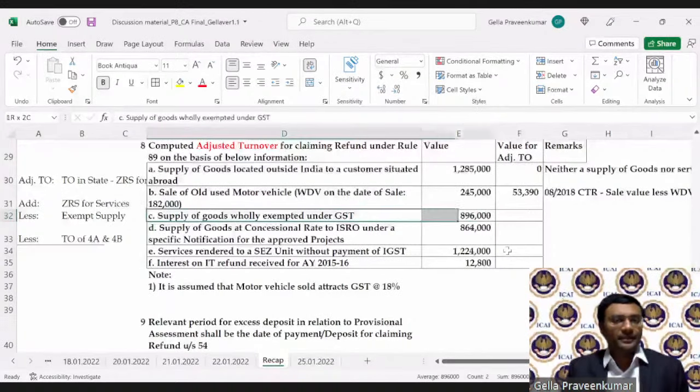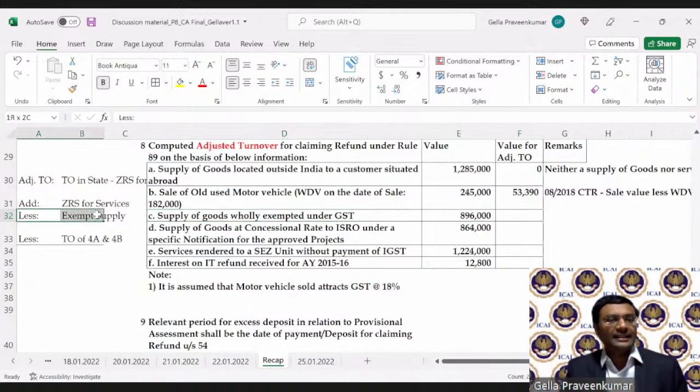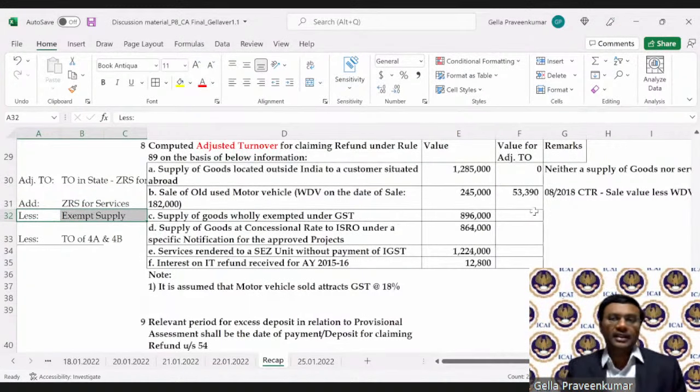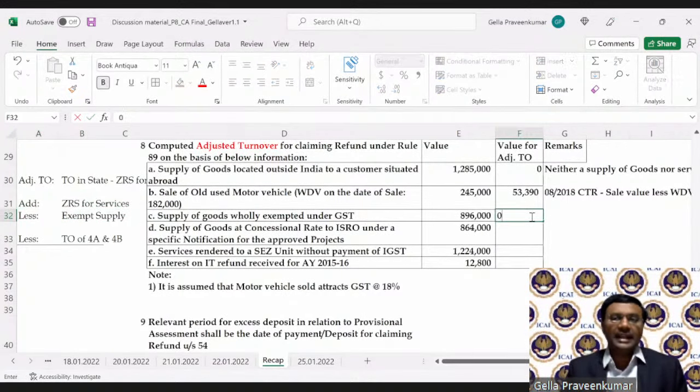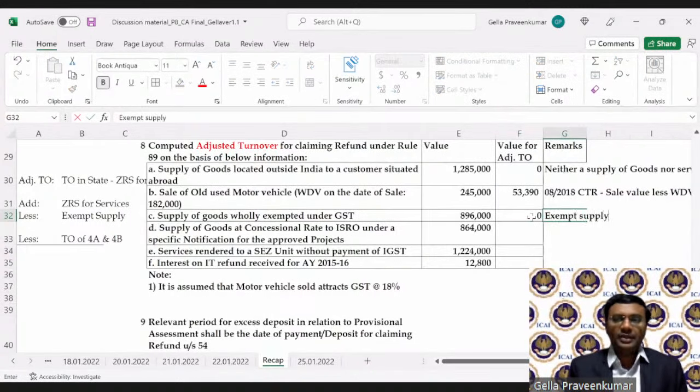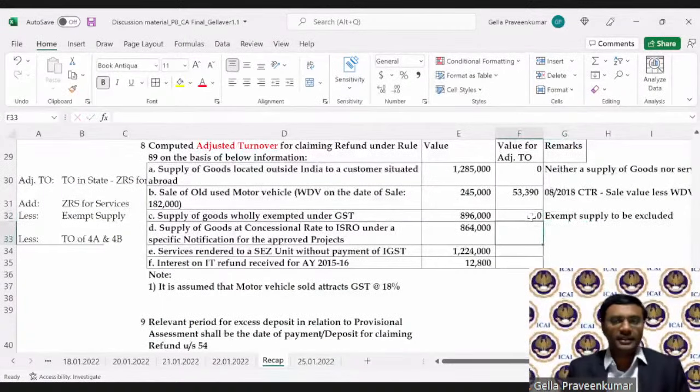Point number 3, supply of goods wholly exempt under GST. Now, if you look into this particular definition, students, less exempt supply. My total turnover in state excludes my exempt supply. So for that particular reason, I'll not take this into consideration. Exempt supply to be excluded. Right? Next.